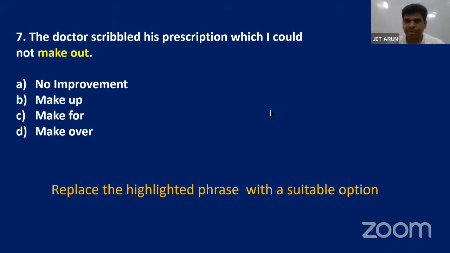All right. Ananta says D. Station says B. Boy says B. Bombay. Jyoti says C. Fatima says C. Make for. Let's see the answer, students. No improvement. I could not make out. Doctor scribbled his prescription, which I could not make out. All right. Make out is right. Rohini is absolutely right.